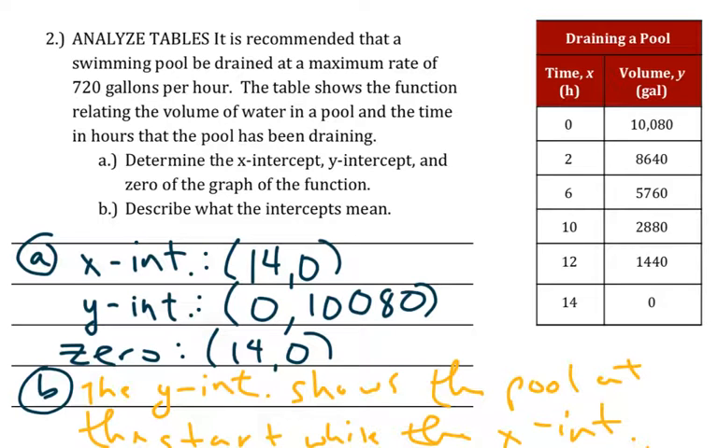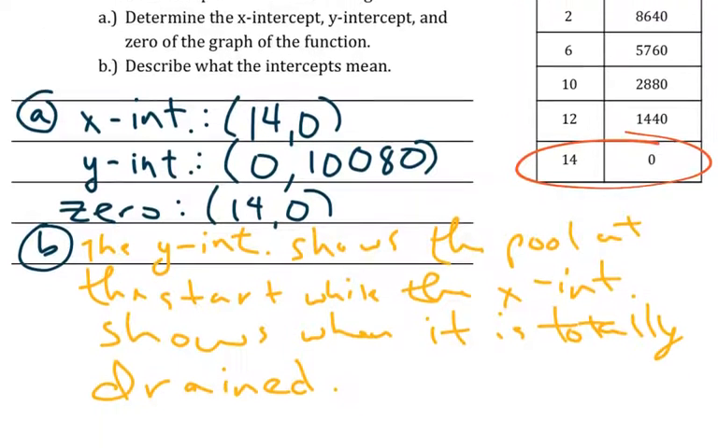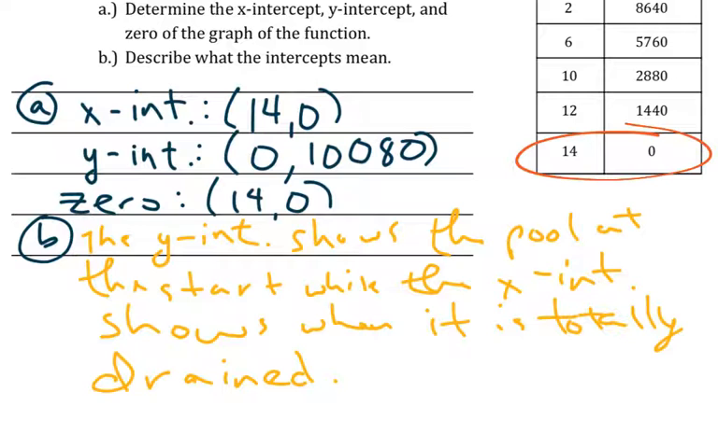So the x-intercept is 14, 0, because that's where y is 0, so you just have to pull it from the graph. The y-intercept is 0, 10,080, kind of the same reasoning there. And then the 0 we know is when the y value is also 0, and it's when you're at the end of your graph usually. So the y-intercept shows the pool at the start, while the x-intercept shows when it is totally drained.